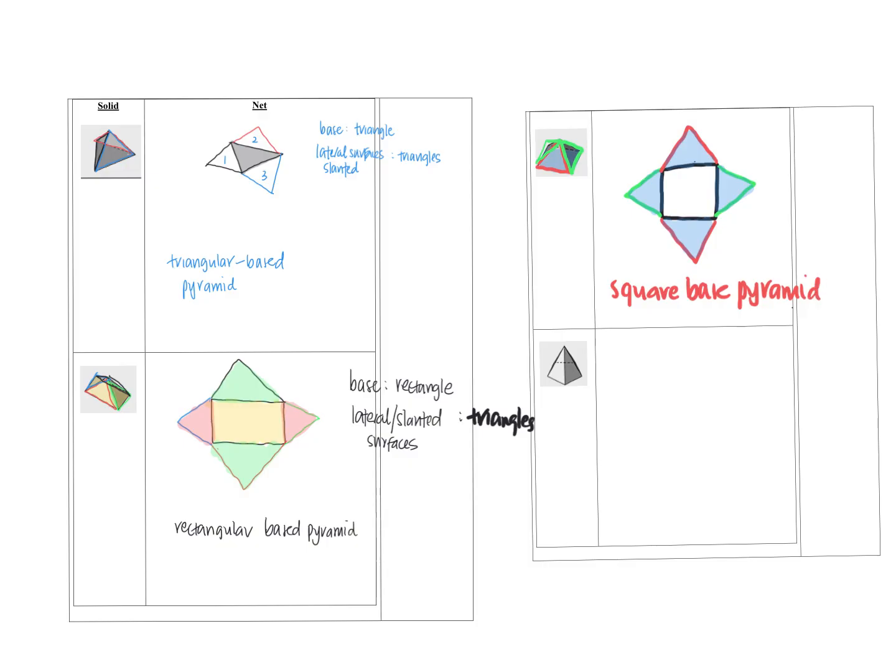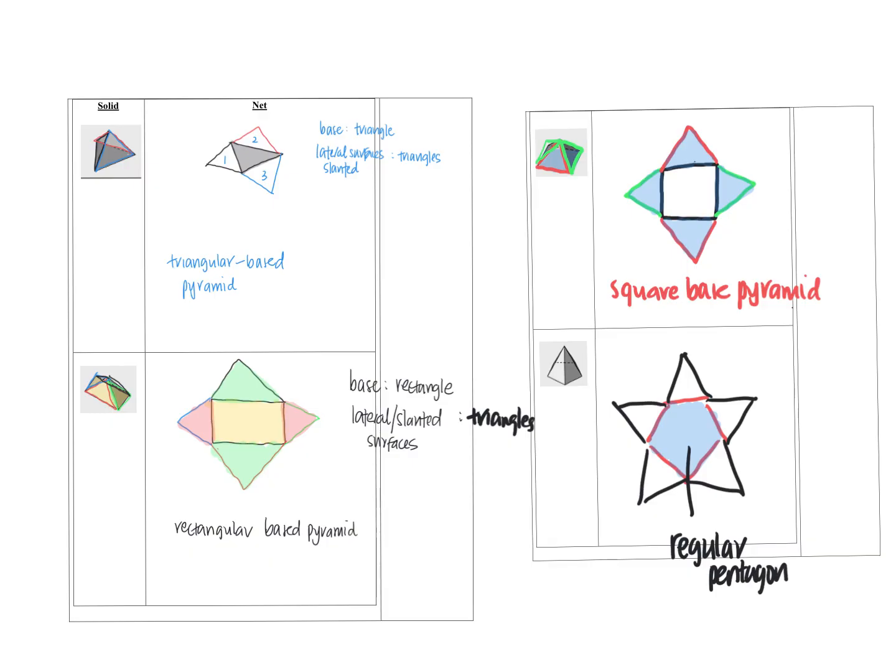Square base pyramid. Then of course the last one, if there's a pentagon, you have 5 sides. So 5 triangles at the corner. The base is a pentagon. If this is a regular pentagon, regular means all sides the same length, then all the 5 triangles are the same. So this is a pentagonal pyramid.